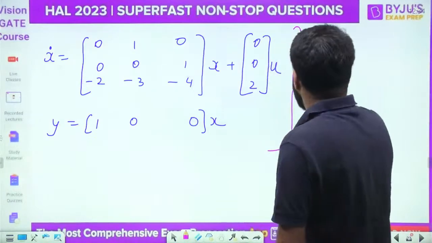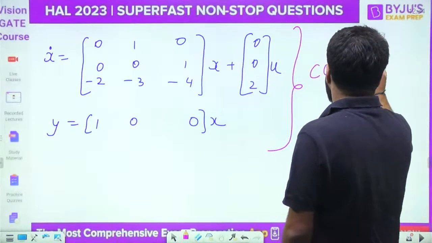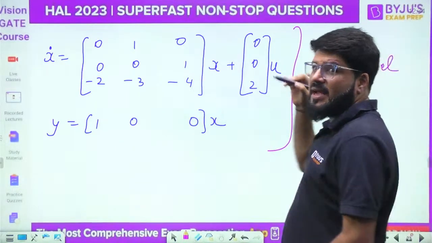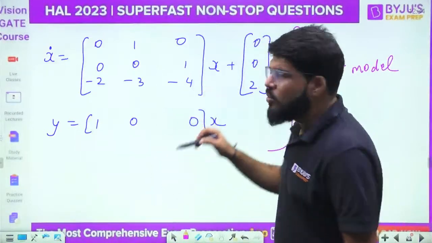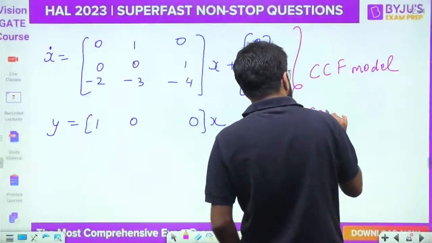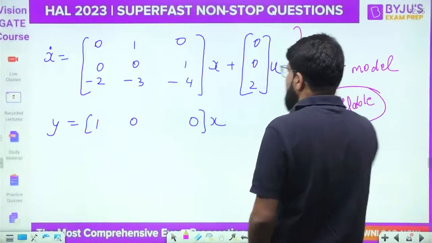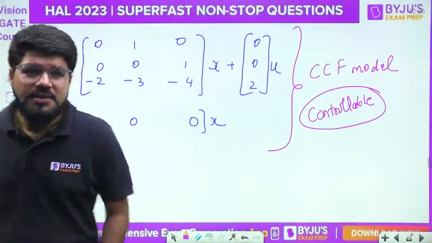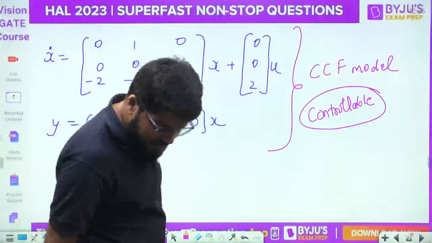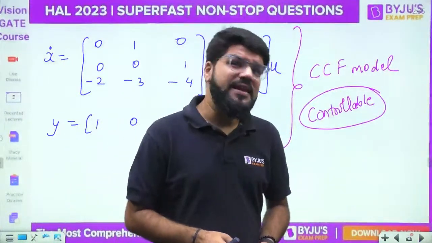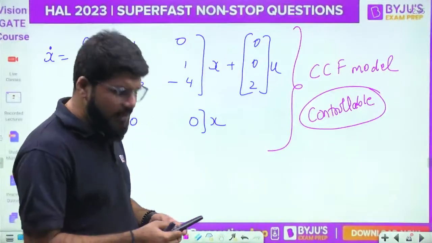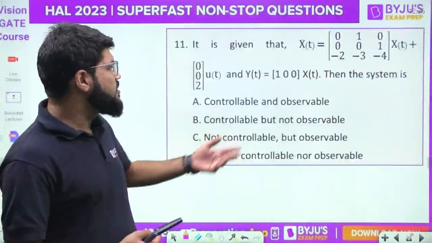So this is nothing but a CCF model. CCF is controllable canonical form, and in controllable canonical form the system is controllable. That is why we name it controllable canonical form. The system is always controllable. But for observability, if you apply Kalman's test, again it becomes lengthy. In one place time is saved, and in another it is spent.